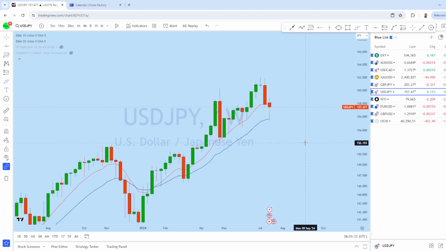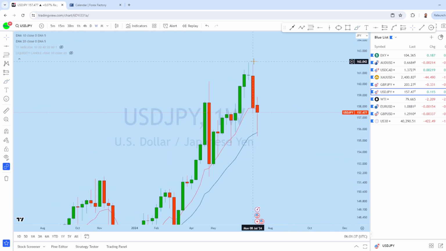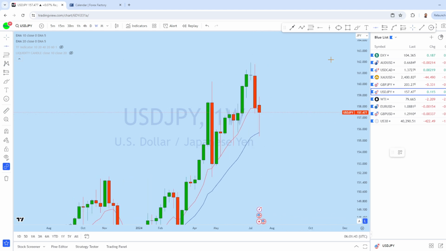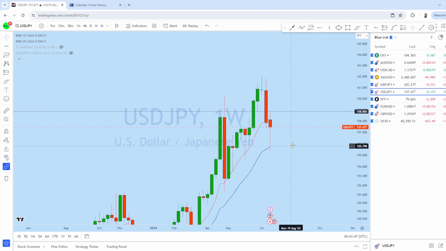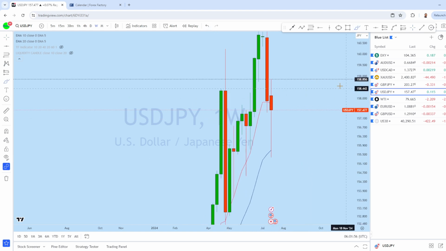Looking at the weekly chart on dollar yen, this is a weekly bearish engulfer followed by another bearish candle. This is the weekly resistance line, and there is a narrow body on the weekly. We will be waiting for the price to retest and then drop down to create a new lower low.